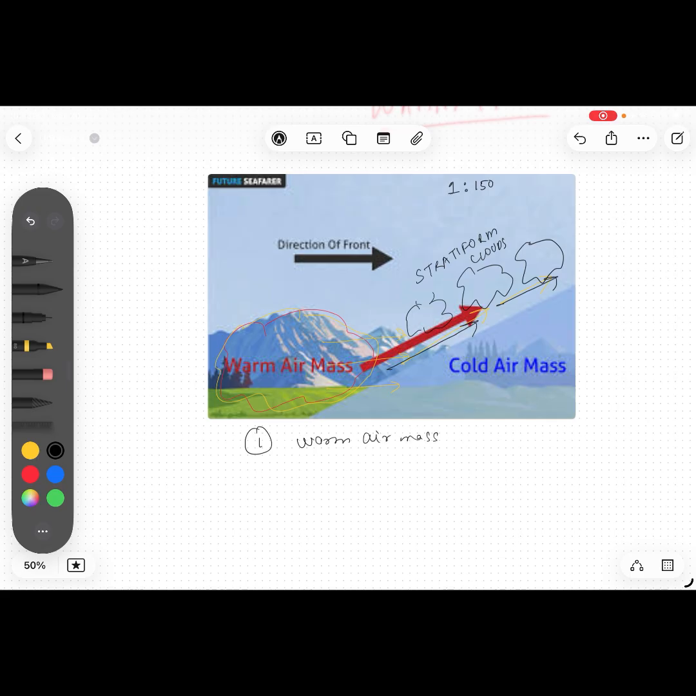So you could write, in the first point, that a warm front is basically a warm air mass approaching the cold air mass. Okay, this is the first point. The second point is that stratiform clouds are formed.